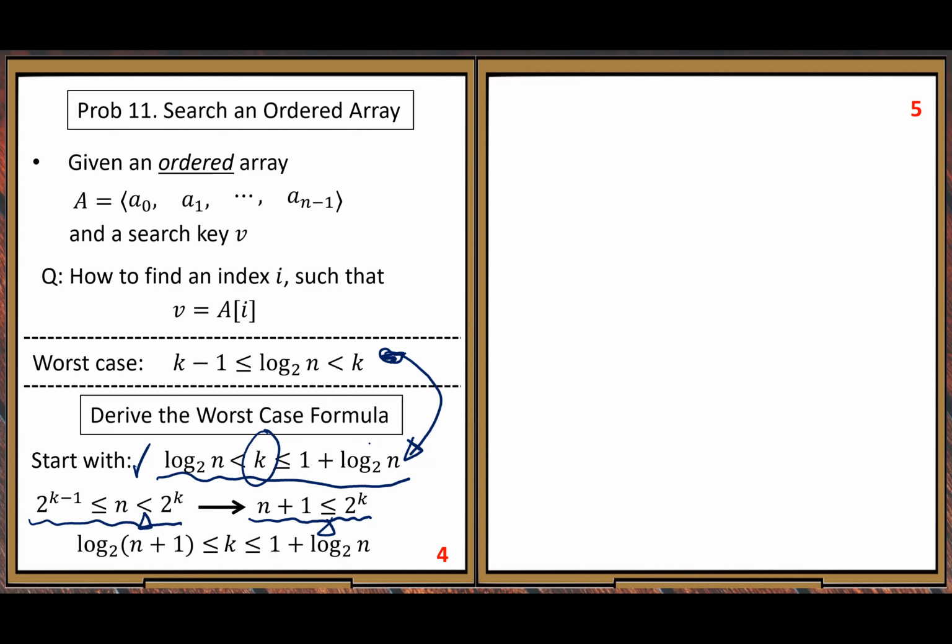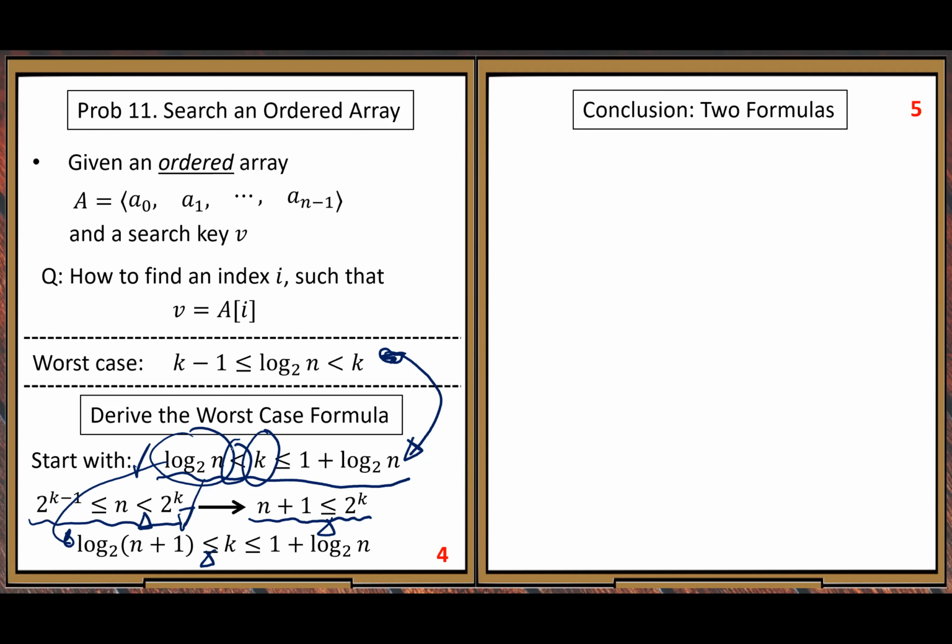Then we take log base 2. Look at this improved inequality. We can improve it to log base 2 of n plus 1. Slightly better, right? Because here we can use the equal sign, and here a strictly greater than sign. So you can see it is an improved version. From this improved version, we can write equality.